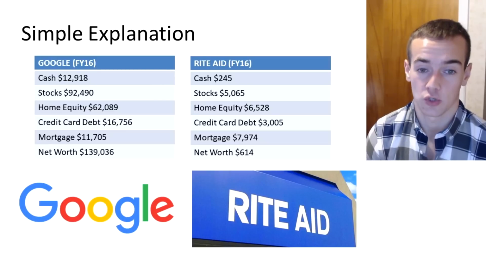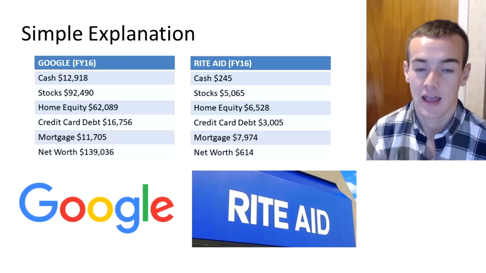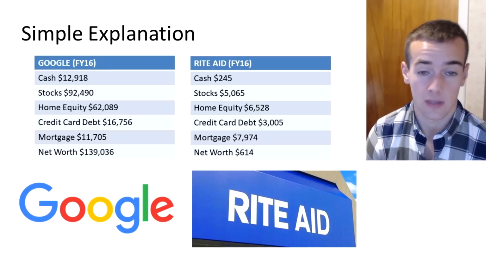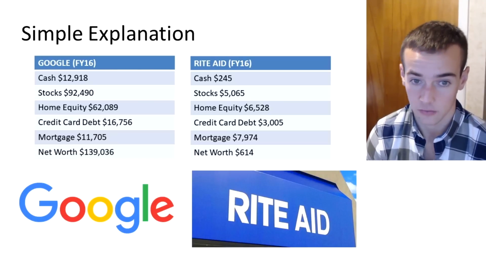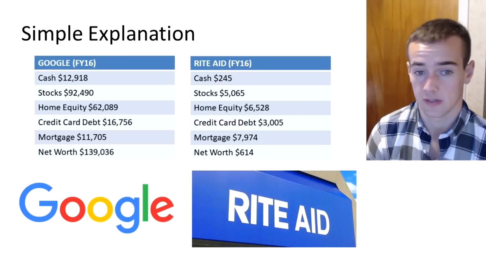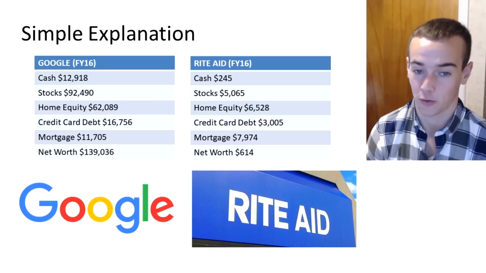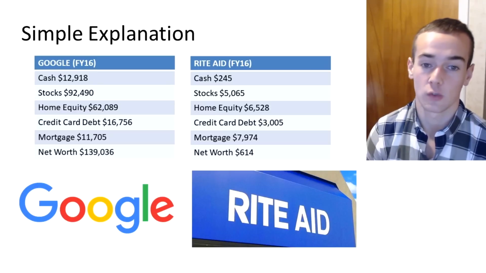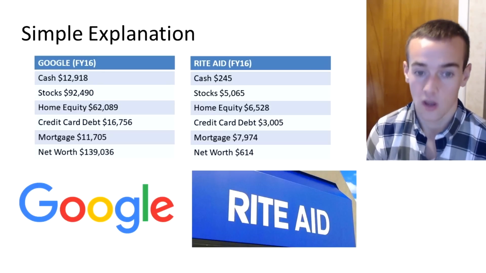So if Rite Aid was your own personal balance sheet, you would have $245 in cash, and then your home equity, what you have built up in your house, or your non-current assets, at $6,528. Then we see that your credit card debt, or your current liabilities, is at $3,000. So your cash does not come anywhere near covering your current liabilities.